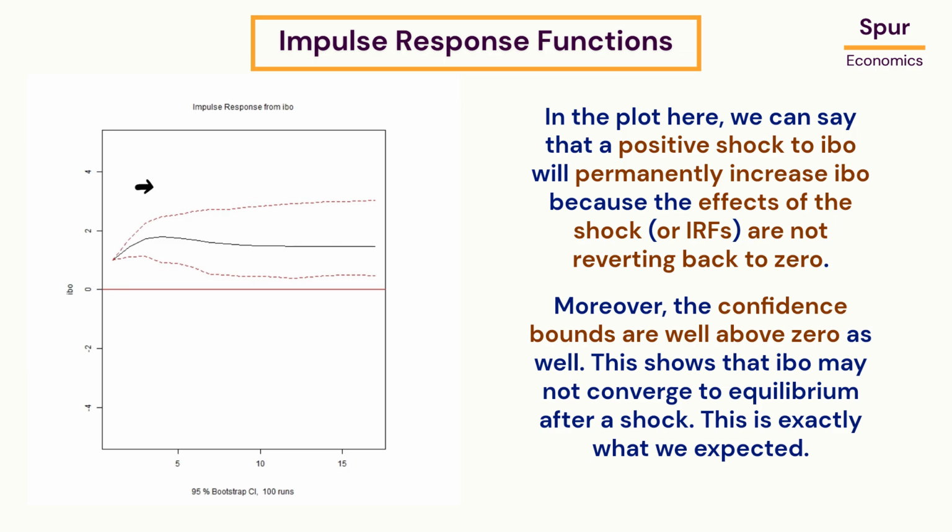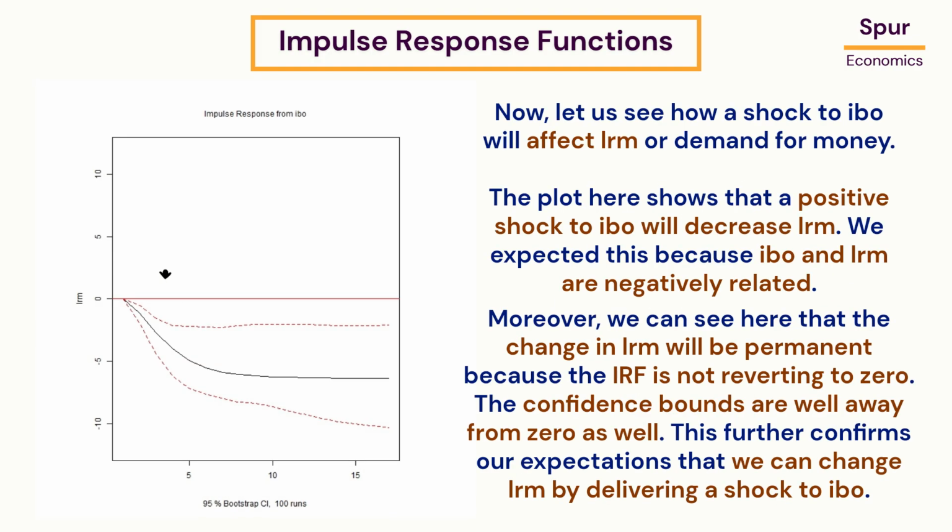Moreover, the confidence bounds are well above 0 as well. This shows that IBO may not converge to equilibrium after a shock. This is exactly what we expected. Now, let us see how a shock to IBO will affect LRM or demand for money. The plot here shows that a positive shock to IBO will decrease LRM.